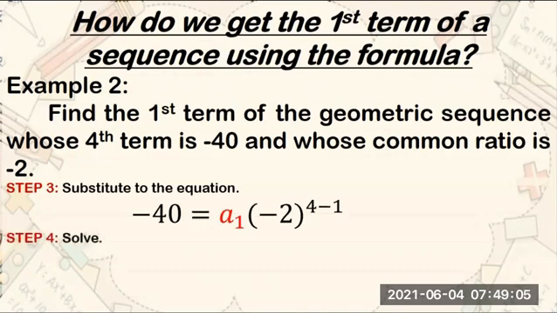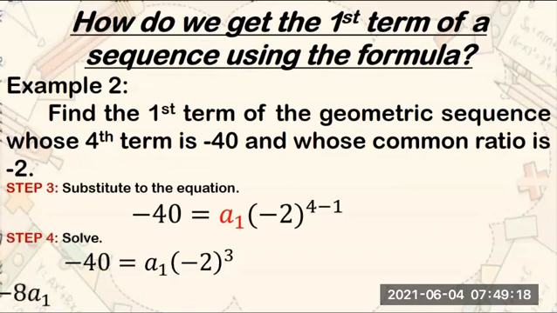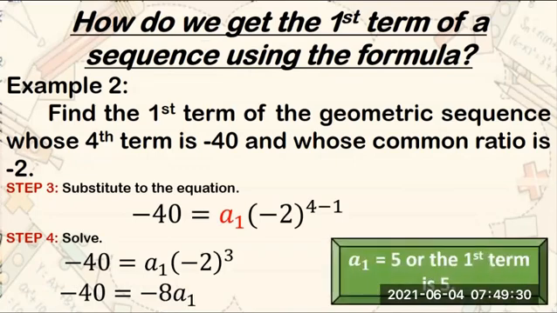Then solve. Let us solve now. So negative 40 is equal to, unahin ulit natin yung exponent, simplify. 4 minus 1 is 3. That's why we have here negative 2 raised to 3. So negative 40 is equal to negative 8 times a sub 1. And then kapag dinivide natin yung both terms sa negative 8, it will give us a sub 1 is equal to 5, or the first term of the given sequence is 5.